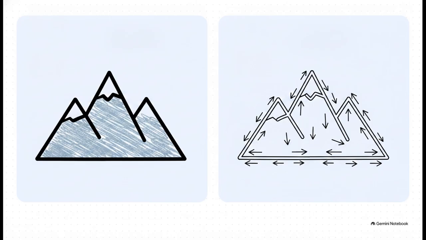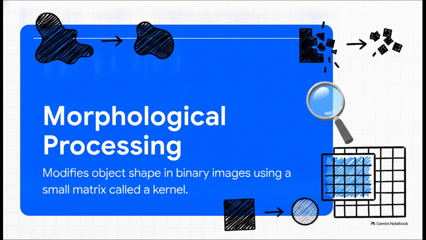Watch out for this classic trick question, though. Canny versus Sobel. Canny is used for finding exact boundaries. Basically, Canny equals edges. Sobel, on the flip side, detects horizontal and vertical intensity changes. So Sobel equals directional gradients. If the question specifically asks for directional gradients, do not pick Canny. It's a trap.